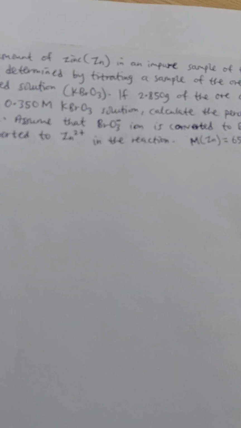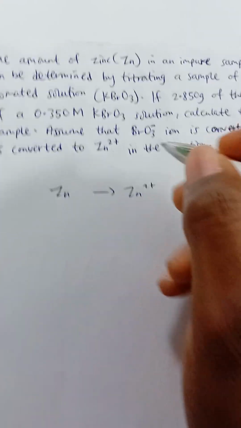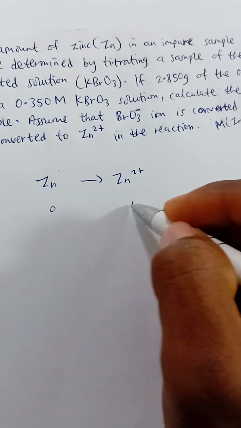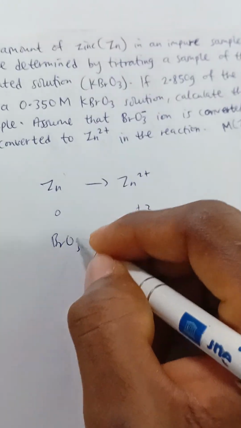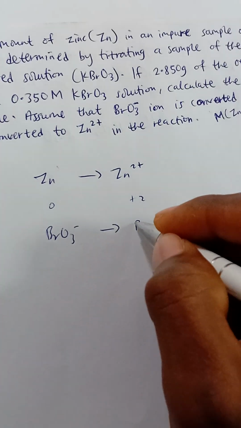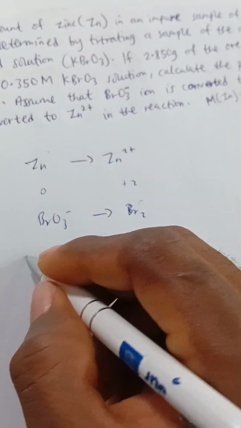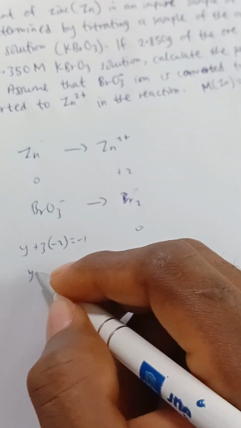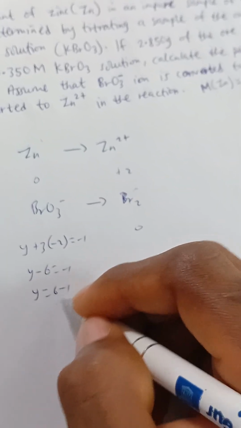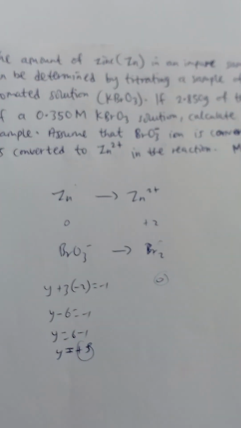So here you have to balance the redox reaction yourself. So we know that Zn was converted to Zn2+. So this is oxidation because 0 to 2+ is an increase in oxidation number. And over here we have BrO3- going to Br2. The oxidation state of the Br here is what? 0. Charge is 0. Here we can get it: y plus 3 times negative 2 equals minus 1. y minus 6 equals minus 1. y equals 6 minus 1. y is equal to plus 5. So from plus 5 to 0, that's reduction. Then you are going to balance it.